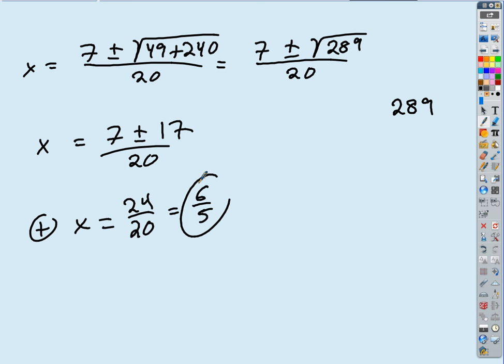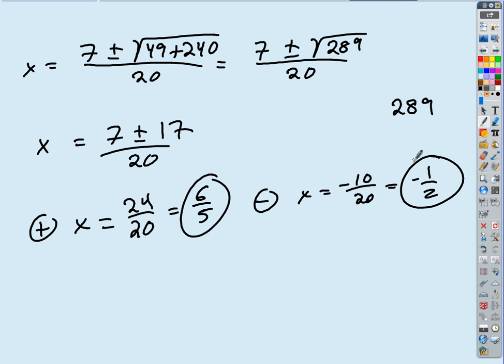Okay. What if I take the minus? If I take the minus, I get 7 minus 17. What's that? Negative 10, right? So that gives negative 1. Okay? Good? So those are my two solutions.